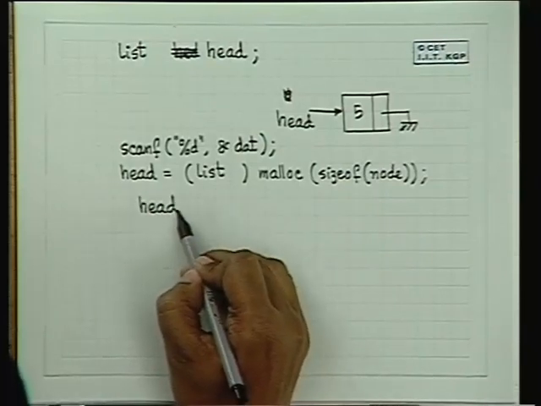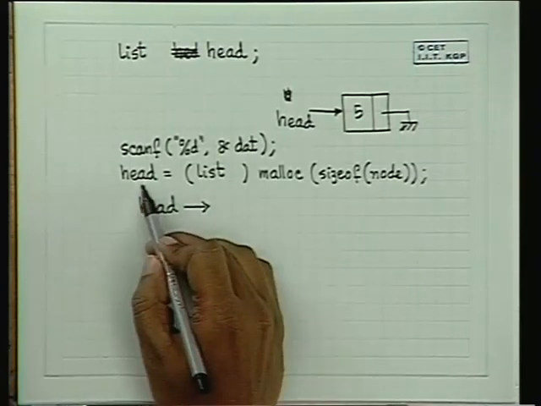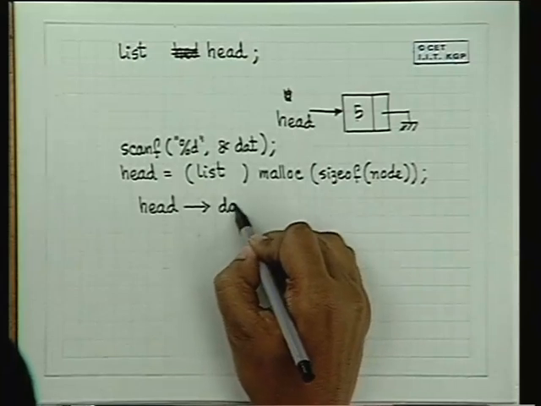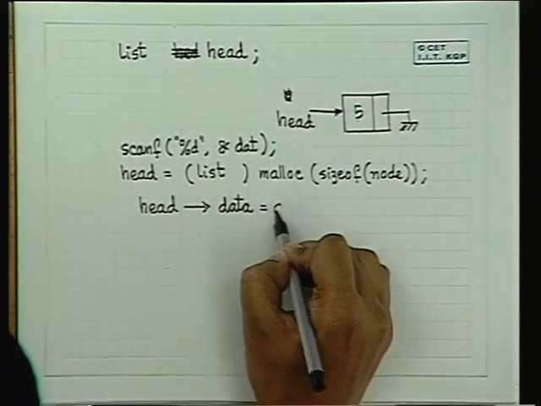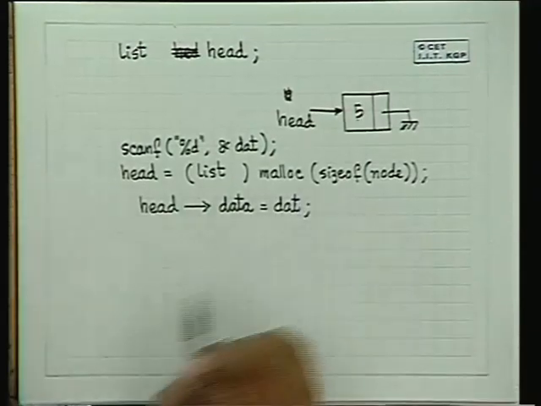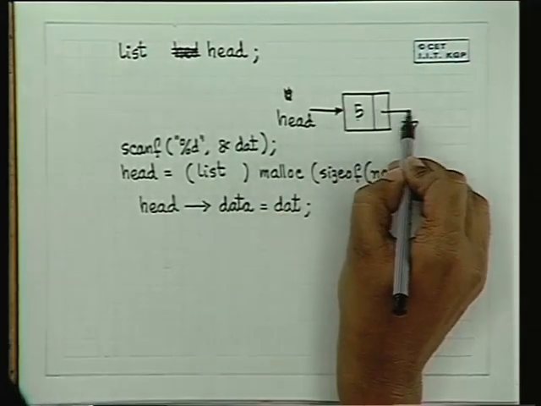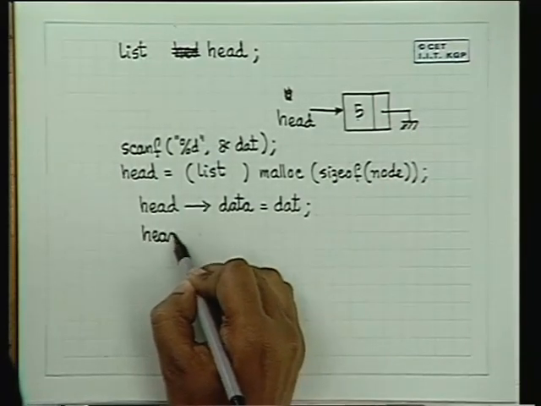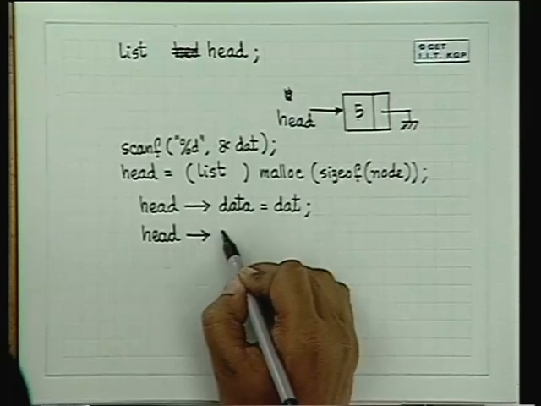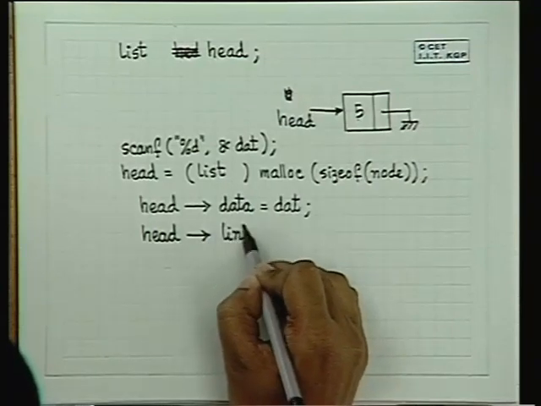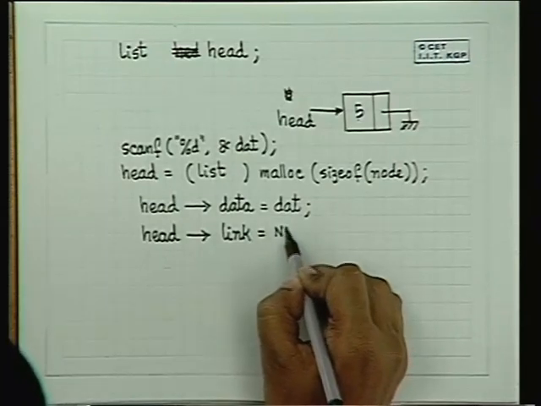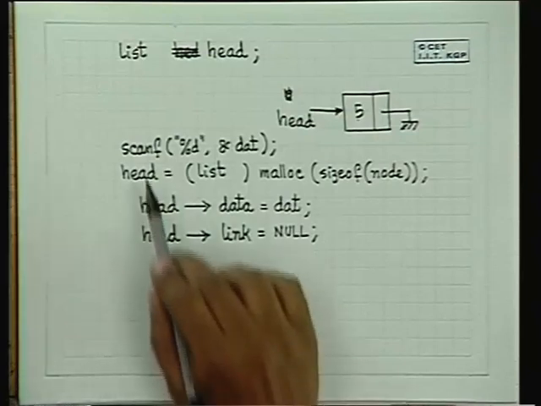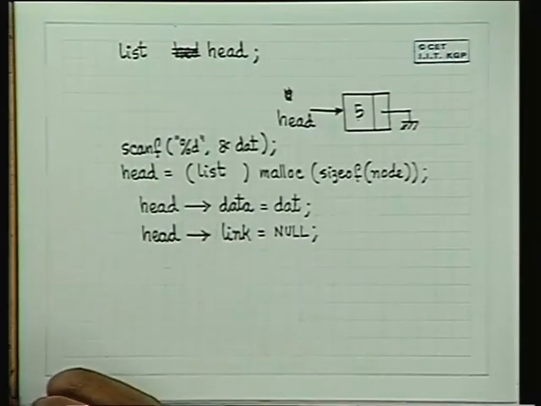Head pointer dot, because head is a pointer. So head pointer, if I want to access this data field, is equal to data, and I will have to make this ground. To make it ground, what I have to do is, this was link field, isn't it? So this is how I allocate my first element.